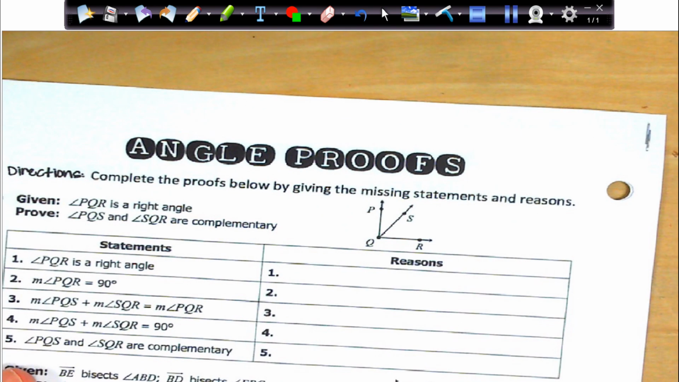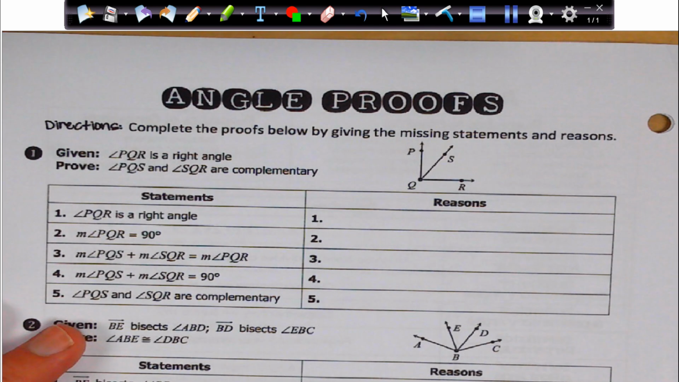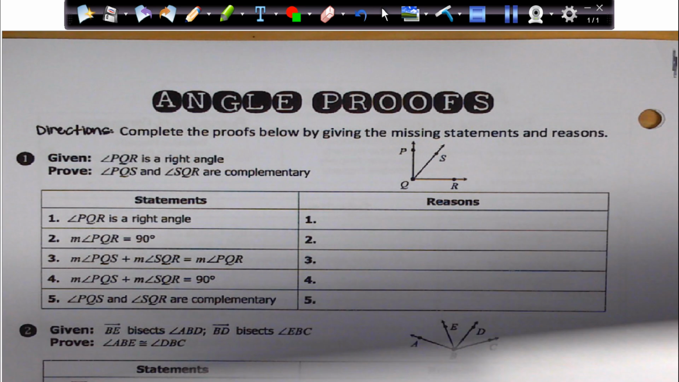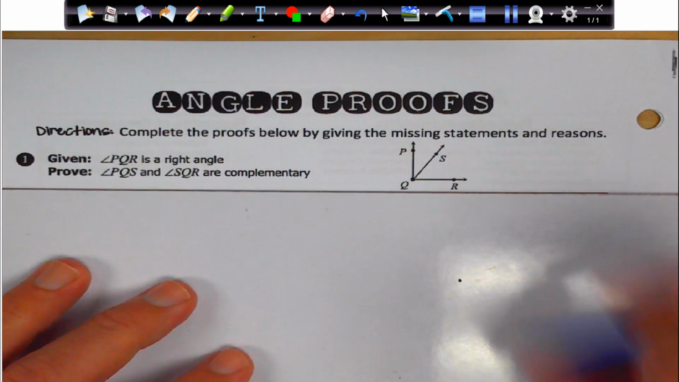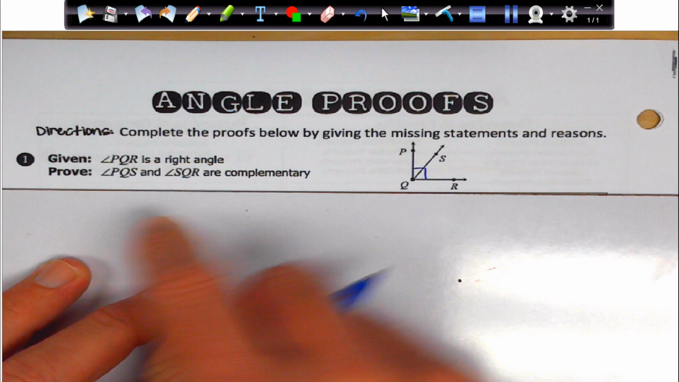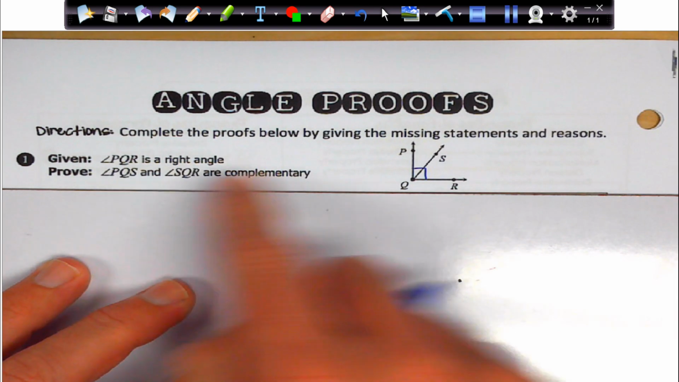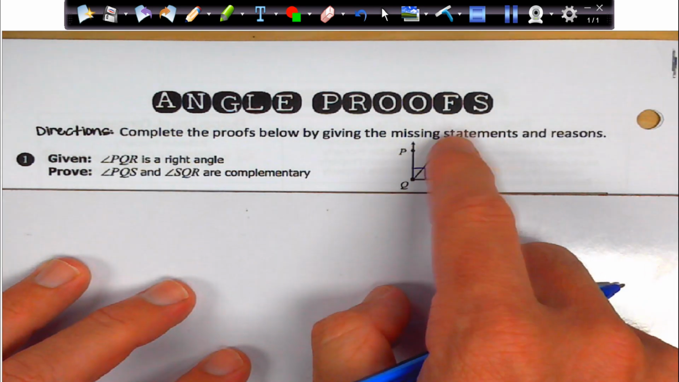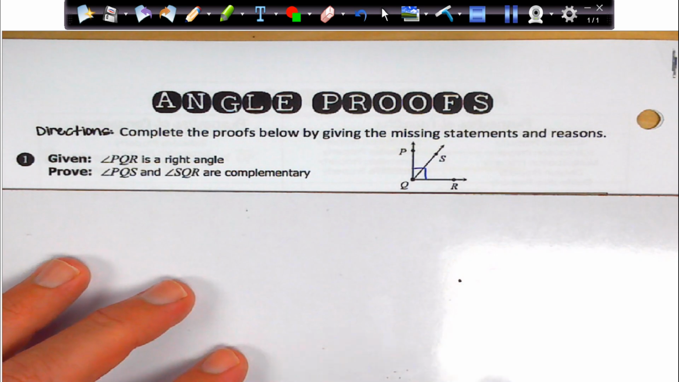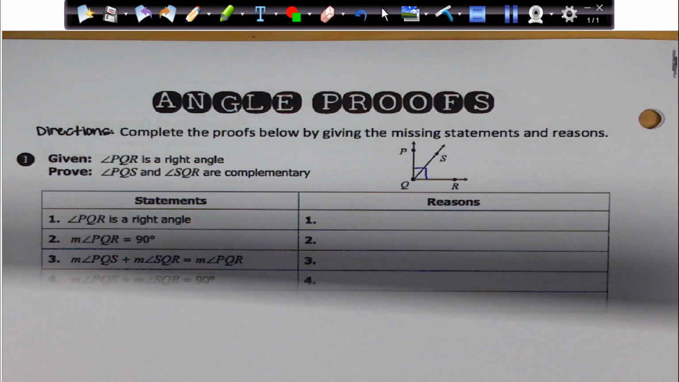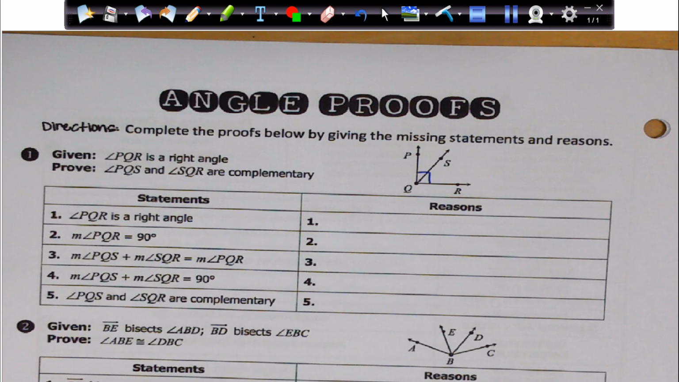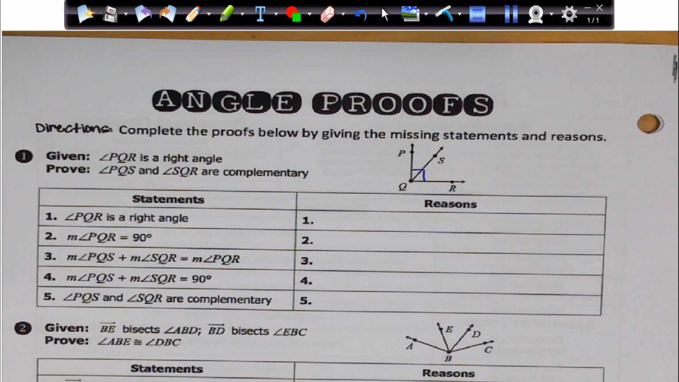Complete the proof by filling in the missing term. And again, I want to think about it real quick. So it's a right angle. So this is a right angle, so I'm going to put that in. And I want to show that PQS and SQR are complementary. So I'm actually doing a proof of one of the theorems we already have, so we can't use that theorem, right? So I'm actually proving the complementary theorem. So let's get into it.